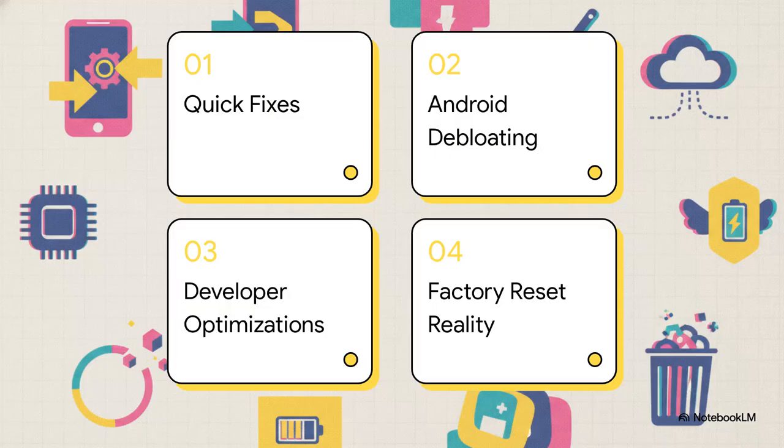Here is our agenda for today. First, quick fixes for everyone, things you can easily tweak right now. Then, advanced Android debloating, completely without a PC. Third, how developers optimize performance in the 2026 arms race. And finally, the factory reset reality. By the end of this explainer, I promise you're going to look at your smartphone in a completely different way.